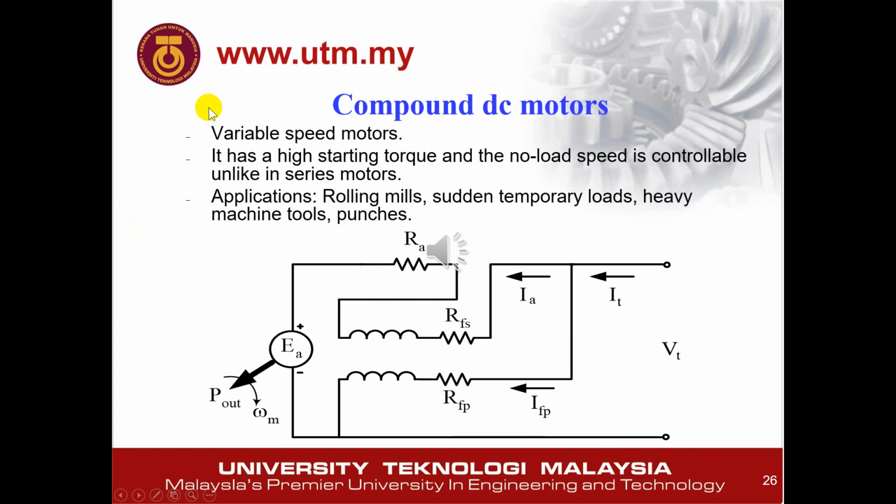Okay, compound DC motor has many advantages. It is widely used in variable speed control. It has high starting torque, and the no load speed is controllable, unlike the series motor. Okay, the applications are rolling mills, sudden temporary load, heavy machine tools and punches. So you have to remember all of this.